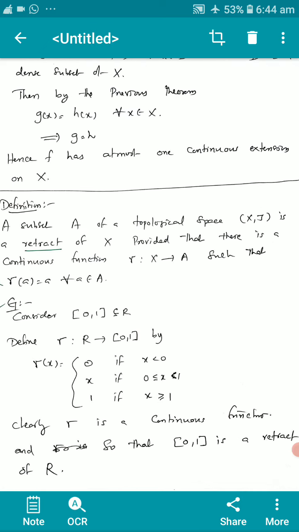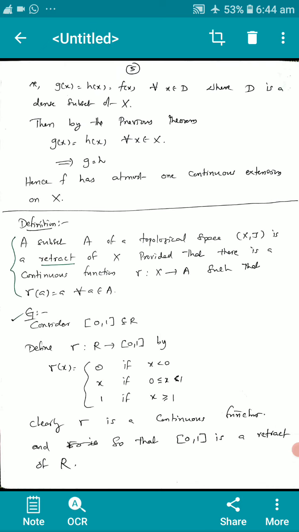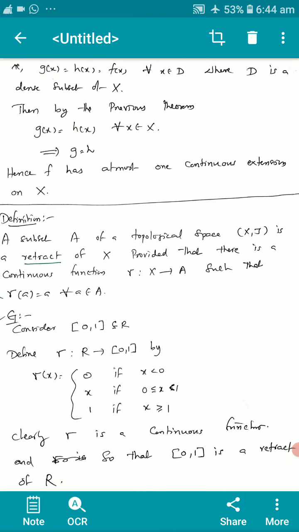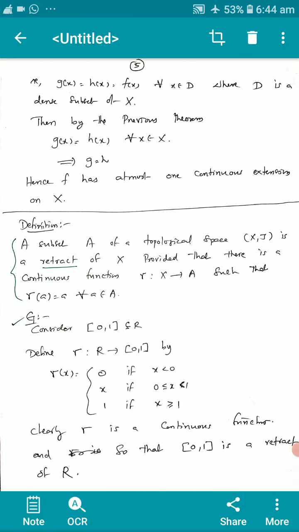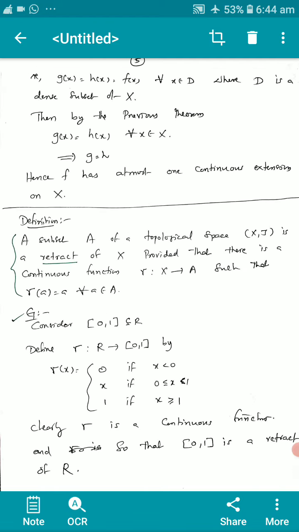Next definition, that is retract. A subset A of a topological space X is a retract of X, provided that there is a continuous function gamma from X to A such that gamma of a equals a for every a in A.